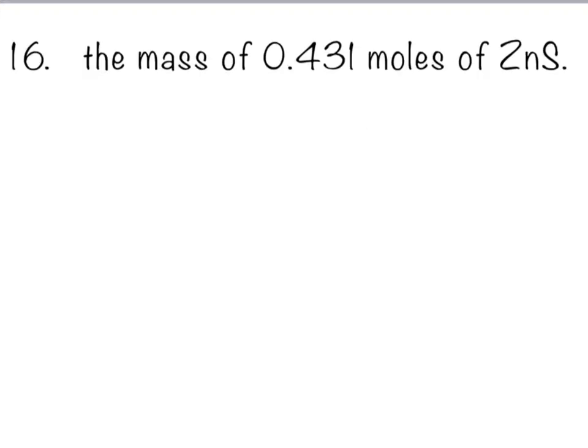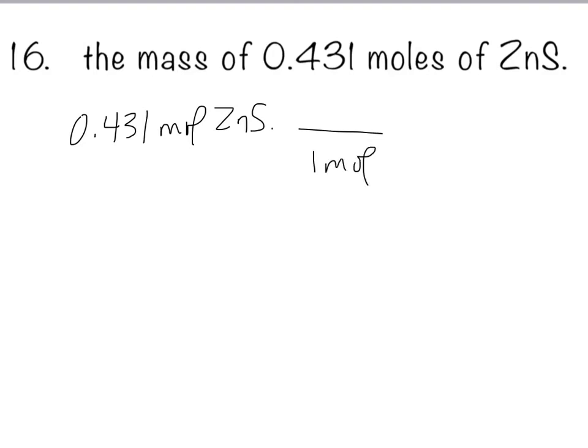Okay, we're going to start some conversions now. As always, you've got to start with what you know. 0.431 moles of zinc sulfide. In looking at this, we're looking for mass. Well, I can tell you the mass of 1 mole, and so to get rid of the mole, I'm going to put 1 mole in the denominator. Anytime you have moles in mass, it's always 1 mole.